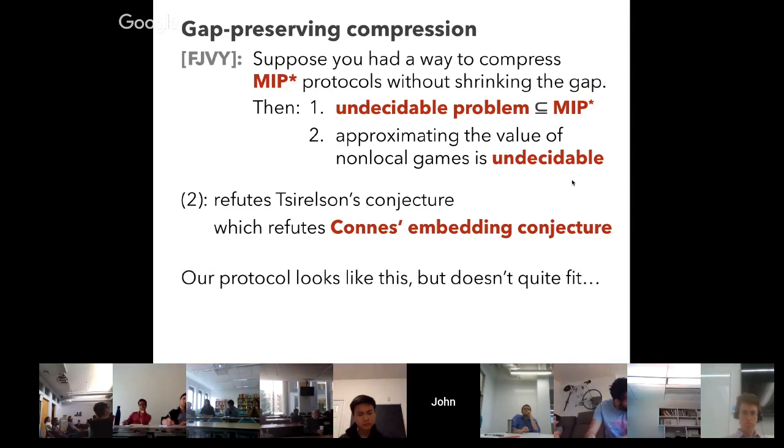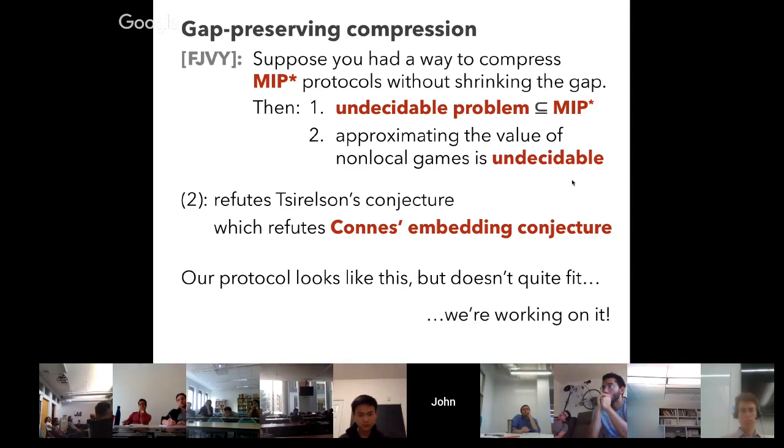So, our protocol kind of looks like this, right? We can compress without shrinking the gap, but it doesn't quite fit. And the reason is that we don't know how to recursively compress it. So we showed exactly one protocol that we can compress down, but we don't know if we could then further compress that protocol down. Like, we really use the structure of this MIP contains next protocol.